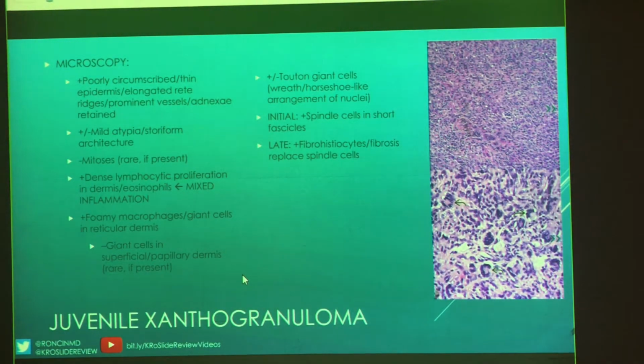So our epidermis tends to be very thin, and these lesions are very poorly circumscribed. You will see those elongated reedy ridges. Our case didn't have so much of prominent vessels, and I didn't really appreciate retained adnexa, but that could just be owing to the section that we had as well. There may be some mild atypia, and you may have some storiform type architecture.